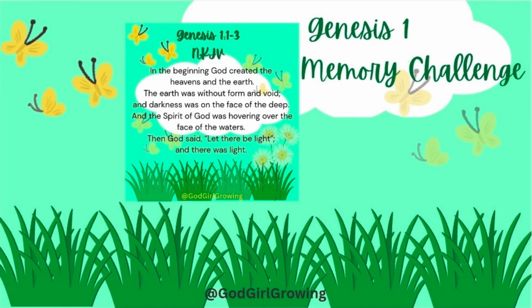Genesis 1, 1 through 3. In the beginning, God created the heavens and the earth. The earth was without form and void, and darkness was on the face of the deep. And the Spirit of God was hovering over the face of the waters. Then God said, "Let there be light," and there was light.